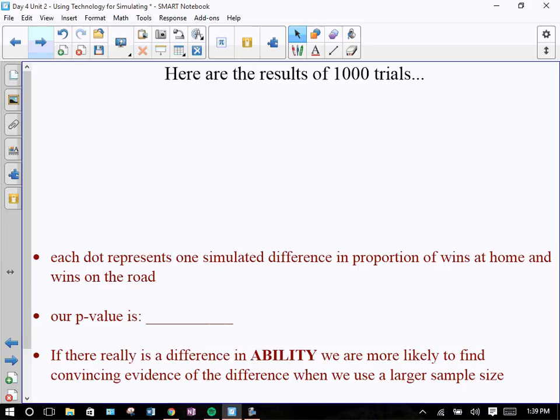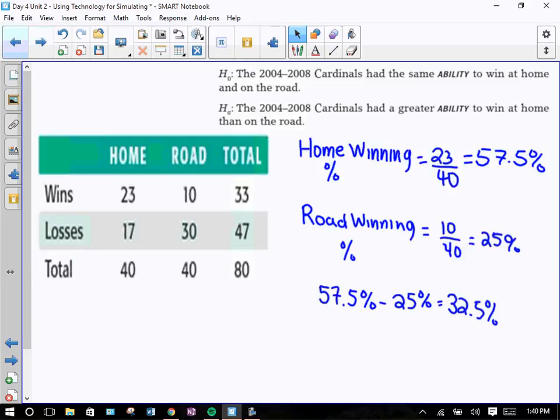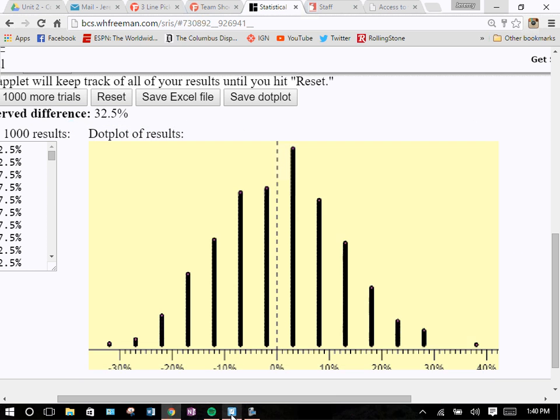Okay? So we want to figure out what our p-value is. Can you remember how to figure out what our p-value is? So we use our difference in winning percentage, and then how do we use it? So what was our difference in winning percentage? 16%. Our difference in winning percentage is 32.5, right? Yeah, 16% was the warm-up. This one's 32.5. So what we're going to do now is go to our dot plot.